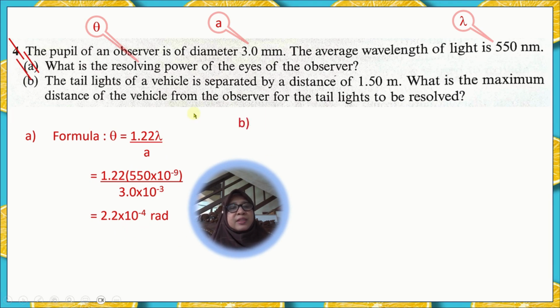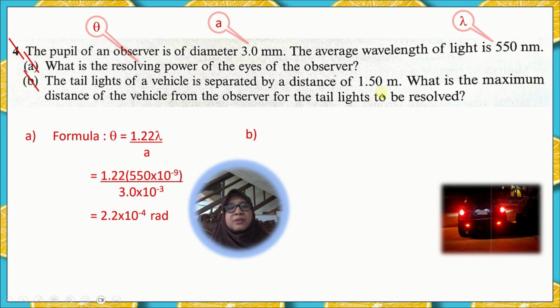For question B, the tail lights of a vehicle are separated by a distance of 1.50 meter. Imagine this is the tail lights of a vehicle, for example the car here. The separation between these two lights is 1.50 meter. What is the maximum distance of the vehicle from the observer for the tail lights to be resolved? How far can we distinguish these two lights as the car moves further and further away from us?